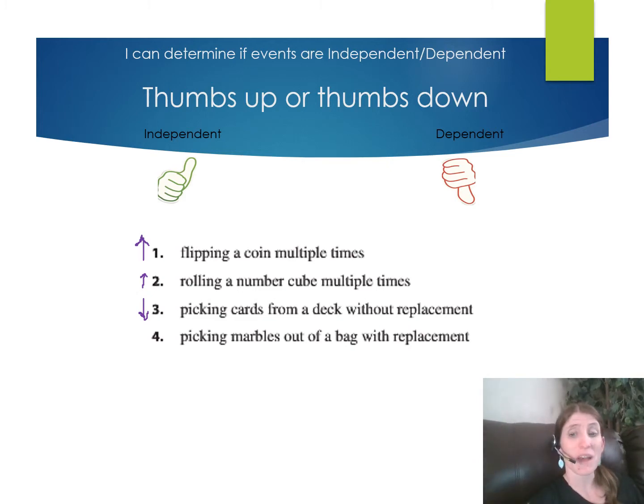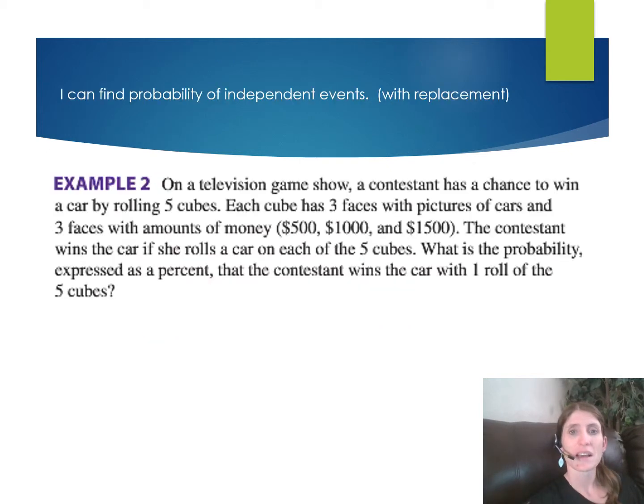Picking marbles out of a bag with replacement. Oh, I'm going to put it back. It's kind of like the golf ball one that we did before. Thumbs up. So that would be independent. All right. Hopefully you understand and get the gist of what's dependent and independent. So let's do some examples of how to find probability with these now. I gave you a hint on what kinds of questions these are because I told you up here that we're finding probability with independent events, which means there's replacement.